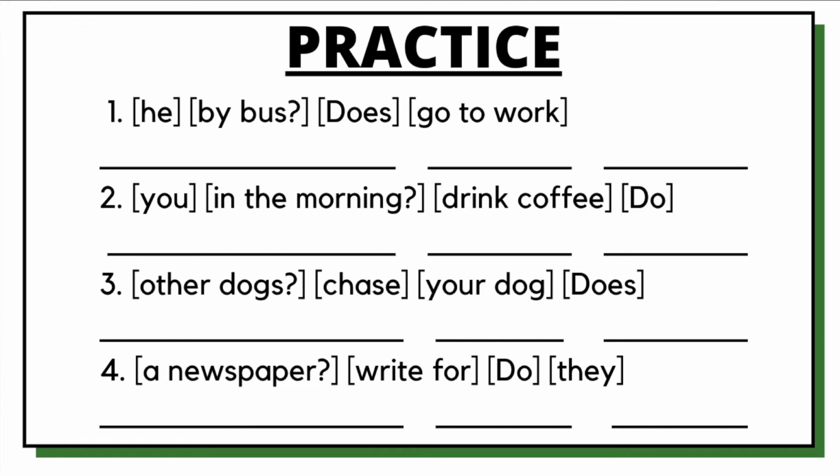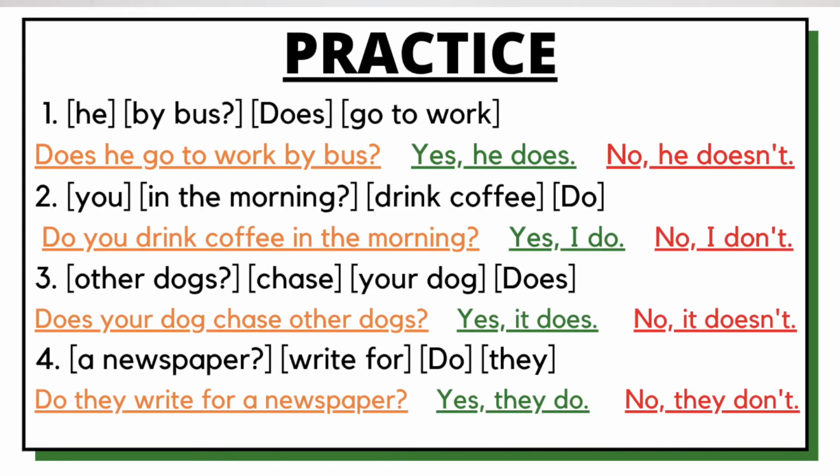Now let's practice. On the Google Doc, in your notebook, on a scrap piece of paper, or in your head, unscramble these yes or no questions and add a positive answer and a negative answer. Let's take a look at our answers. For number 1, did you write, does he go to work by bus? Yes, he does, and no, he doesn't.